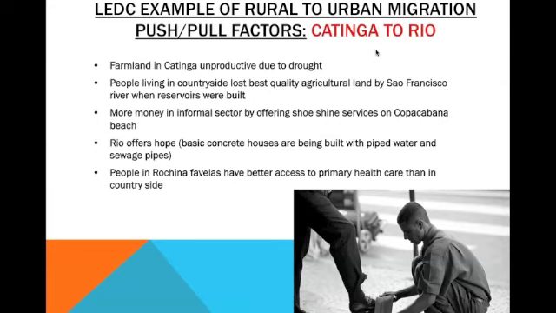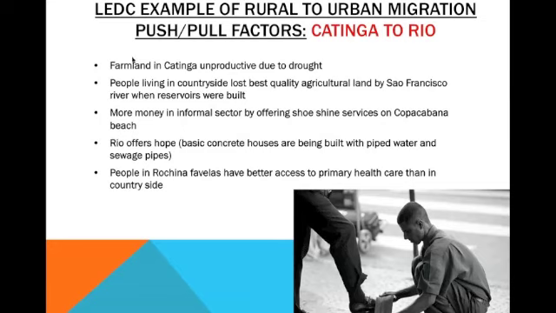Okay, some LEDC examples of rural to urban migration, some push and pull factors. Basically, rural to urban is within the same country. It's when you go from the countryside to an urban area, so a city. We're going to look at Caatinga to Rio, which is in Brazil.